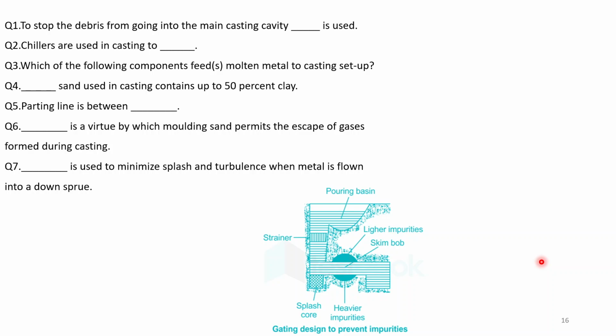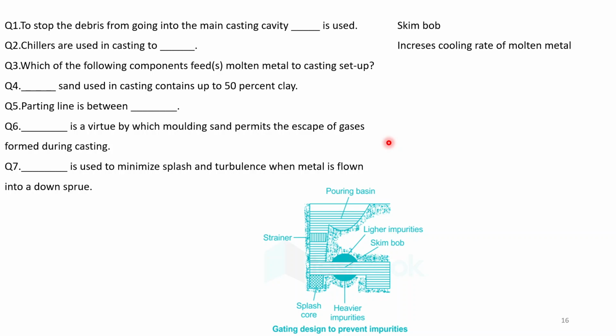Now there are some fill in the blanks type of questions. First question is, to stop the debris from going into the main casting cavity, blank is used. So for this, skim bob is used. Next question is, chillers are used in casting too. These are used to increase cooling rate of molten metal and to provide a directional solidification, so that your casting doesn't solidify before the riser.